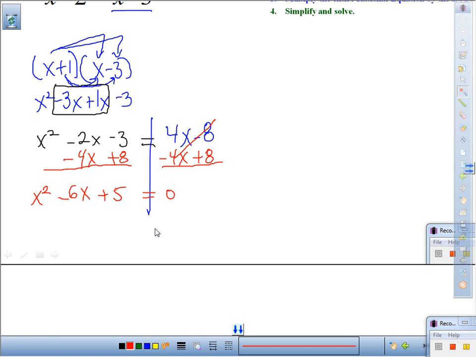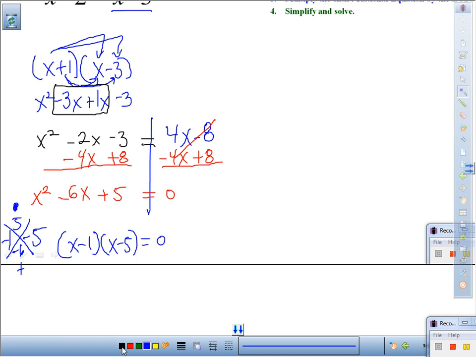Do we know how to solve this? Yeah, that looks familiar, doesn't it? What do we do, everyone? 5 and negative 6. So factors of 5 that add up to negative 6. Negative 1 and negative 5. All right. To save time, let's not do grouping. Let's write our two factors. What are my two factors? x minus 1, x minus 5, and all that equals 0.